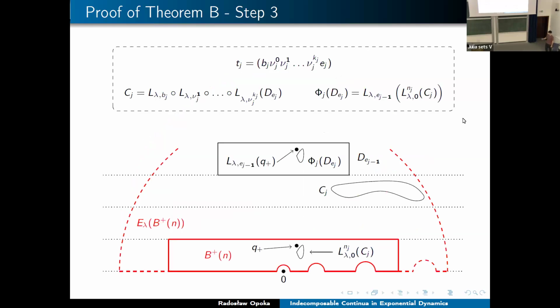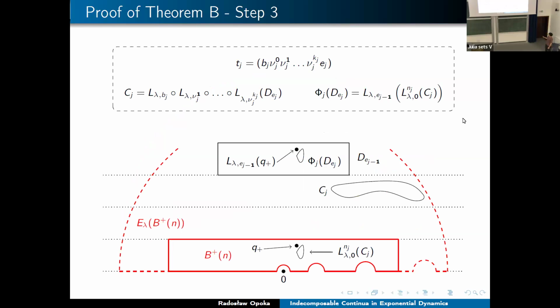So now this is the last slide. We have our set DEJ, which is the rectangle. And let's suppose that TJ looks like this. The first entry is BJ, the last EJ, and something between. This is only the notation.